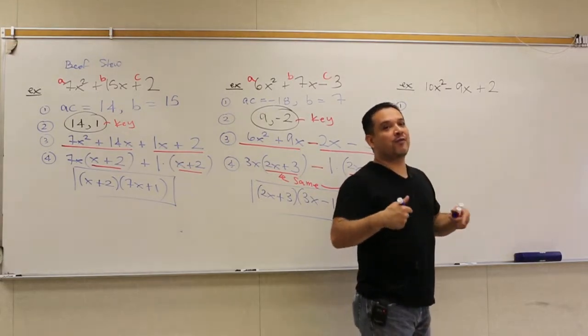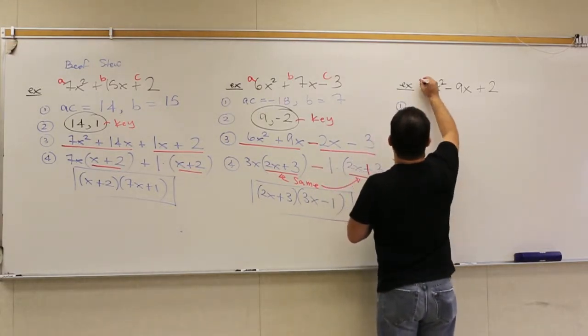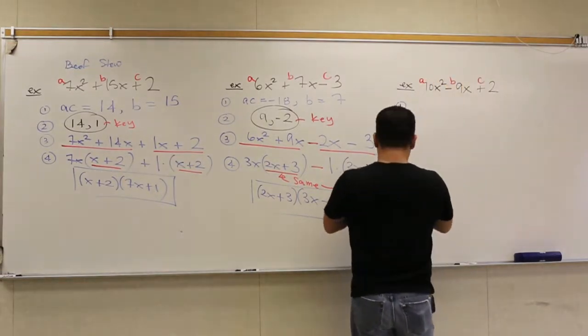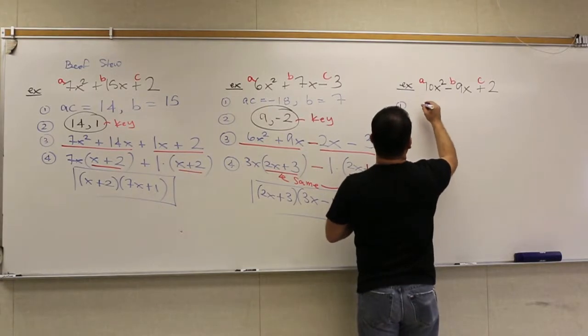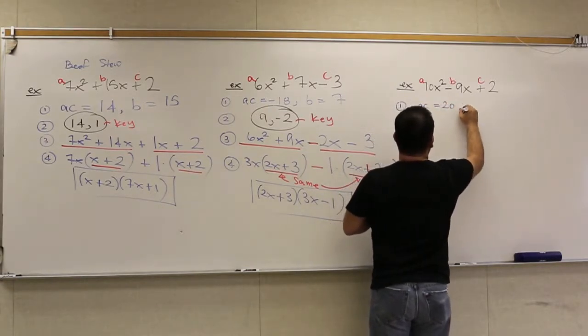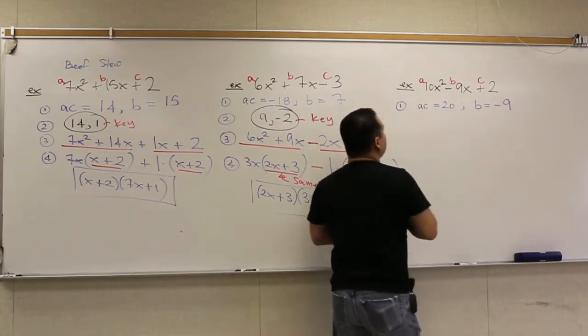No, you guys want to go through this process. All right? You guys have to go through that process. A, B, and what? C. Step 1, A times C, 10 times 2 is what? 20. B is going to be what? Negative 9.